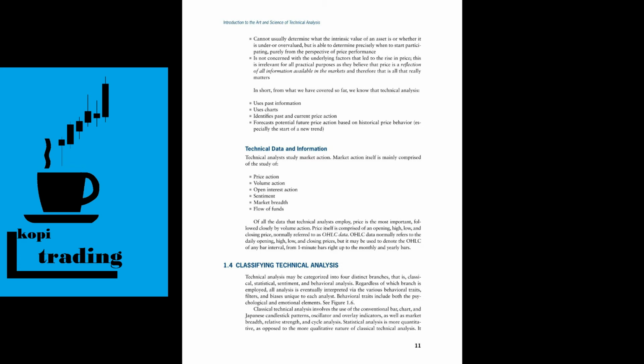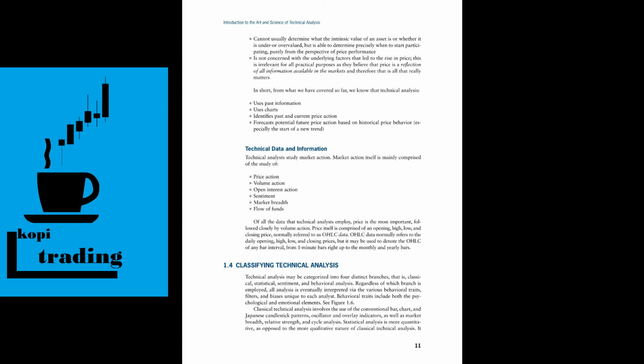1.4 Classifying technical analysis. Technical analysis may be categorized into 4 distinct branches, that is, classical, statistical, sentiment, and behavioral analysis. Regardless of which branch is employed, all analysis is eventually interpreted via the various behavioral traits, filters, and biases unique to each analyst. Behavioral traits include both the psychological and emotional elements.